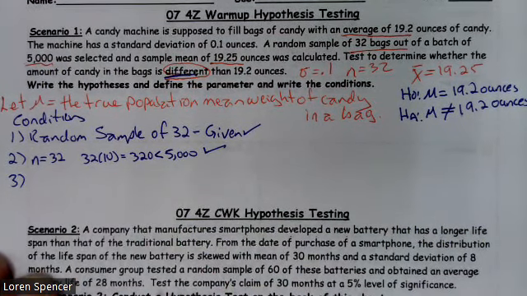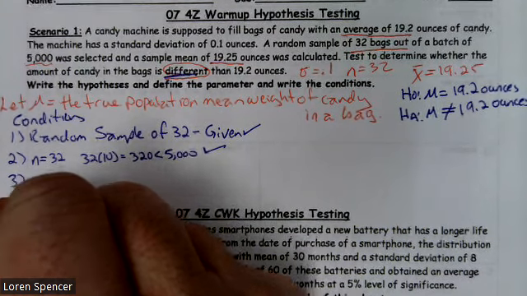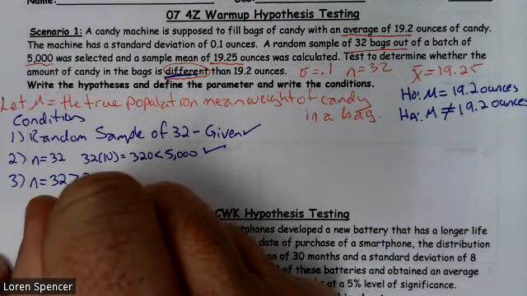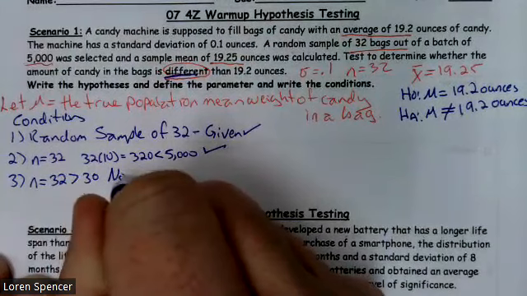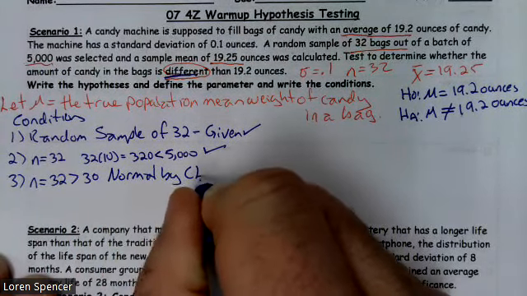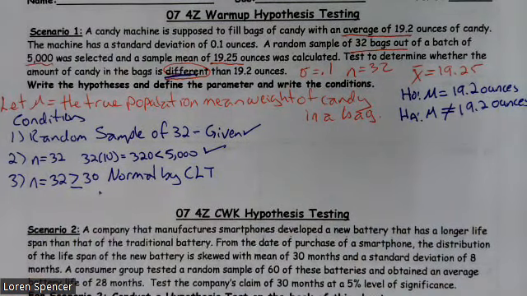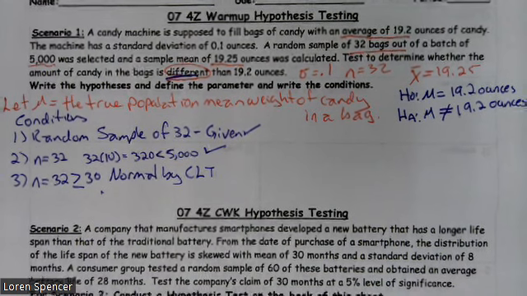The next one is normality. They didn't tell us the shape of the distribution. We don't know if it's skewed, bimodal, or what it is, but our sample size is 32, which is greater than 30. So it's normal by the central limit theorem. Really, it's approximately normal, and if it's an AP exam, you need to write approximately normal.